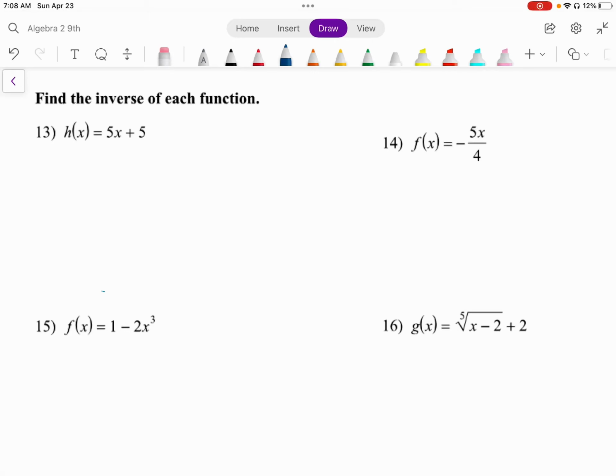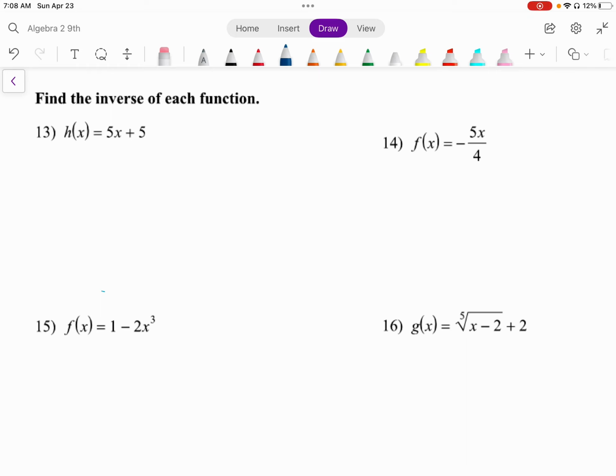Continuing the 8.1 to 8.3 quiz review, we will work through finding the inverse of these functions. Remember, to find the inverse, you exchange x and y, you switch x and y, and then you solve for your new value of y. Now, a lot of these don't have a y in them. They have h of x or f of x. So a lot of times we'll actually just change that to y first, just so we can follow through with that.